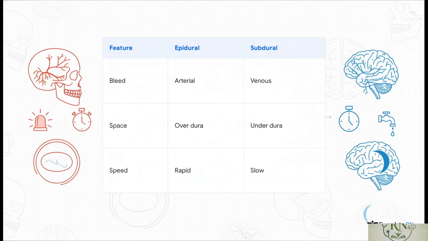On the flip side, we have the subdural hematoma. Here's your second memory trick. S is for subdural, and S means slow. This one is a venous bleed happening under the dura, usually caused by the tearing of tiny bridging veins. Because veins are under way lower pressure than arteries, the symptoms of a subdural hematoma develop much more gradually. So keep that straight, arterial and emergency versus venous and slow.